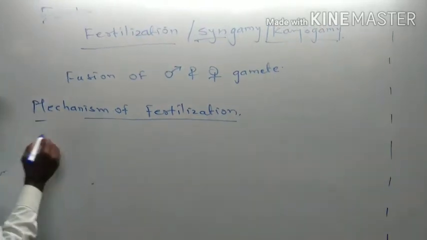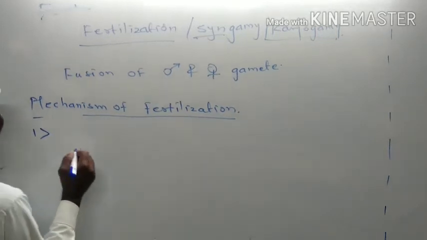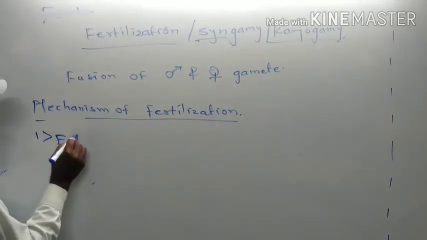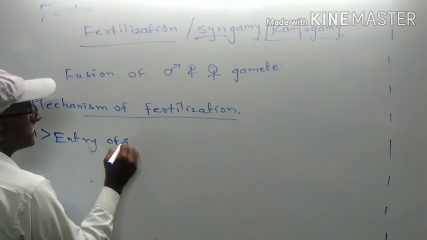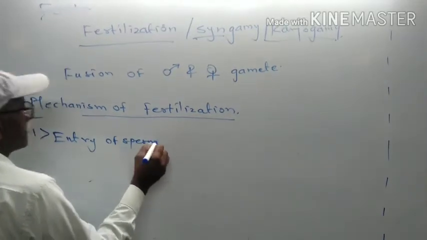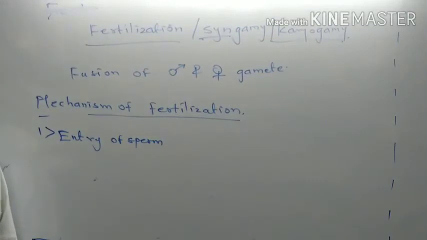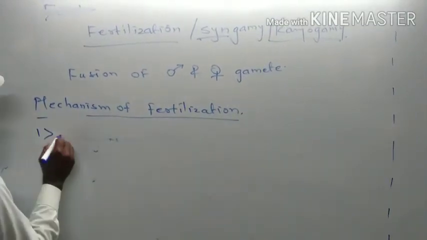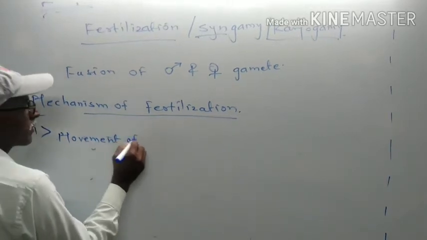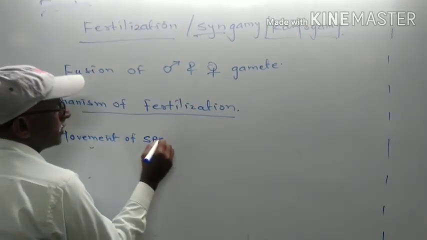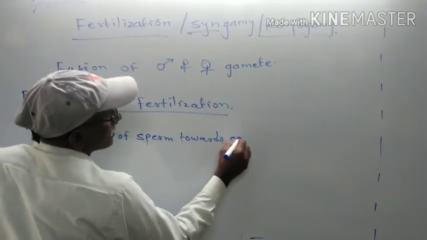So we will see that mainly there are 4 steps. First of all, entry of sperm, that is, movement of sperm towards the ampulla.